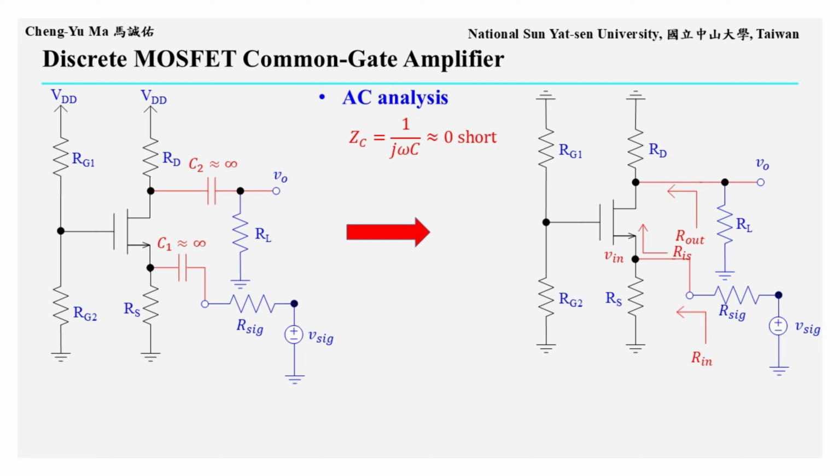For AC small signal analysis, the impedance of the coupling capacitors approaches 0, so they behave as short circuits. The small signal circuit is shown on the right. At the gate terminal, the bias resistors RG1 and RG2 are equivalent to a parallel resistance. At the output, RD and RL are also in parallel. At the input node connected to coupling capacitor C1, there are two branches, one through RS and the other into the MOSFET source terminal. Therefore, RS is in parallel with the equivalent resistance looking into the source, called RIS.